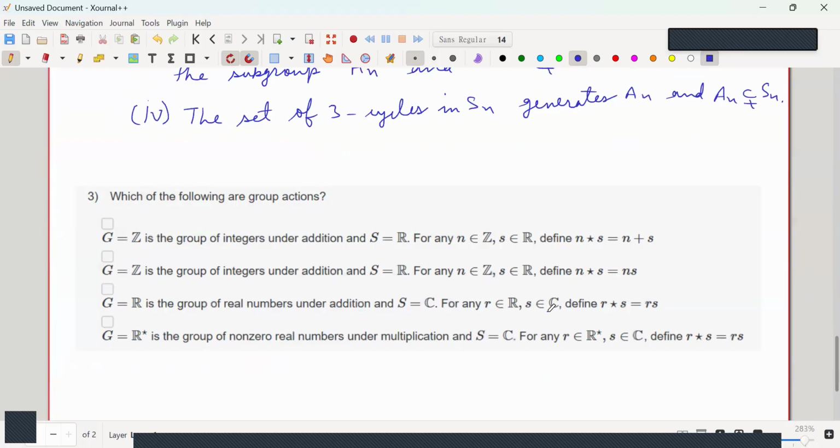There is some rearrangement of elements happening in all the four cases. So you can say in all the four cases there is some action, but the question is whether those actions are group actions, whether those actions satisfy those two properties of group actions.